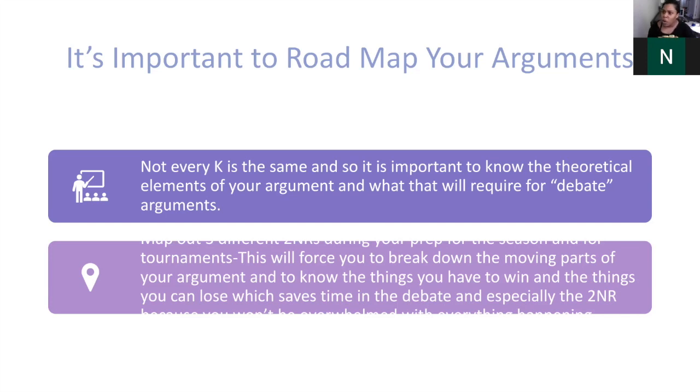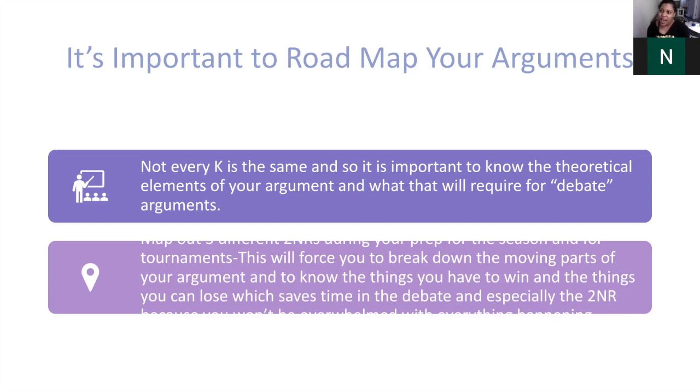And a big role of this lecture is going to take you from the 1NC down to the 2NR. And so when we're mapping out the portions of different 2NRs, it's important that you prep this way for not only the season and for tournaments, and that this will force you to break down the moving parts of your argument and to know the things you have to win and the things you can lose. Because not every debate that you have, there are going to be parts of your argument that you are losing, and that is actually okay, because you have mapped out your arguments to find out what parts of the argument I don't have to win and even can lose and still win the greater debate.